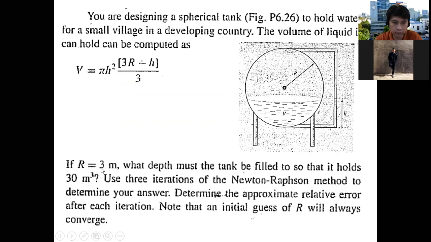Now for this problem, we're given the R value as 3 meters. So the required value is H: to what depth must the tank be filled so that it can hold 30 cubic meters. This is the volume. Use three iterations of the Newton-Raphson method to determine your answer and determine the approximate relative error after each iteration. Note that the initial guess of R will always converge.